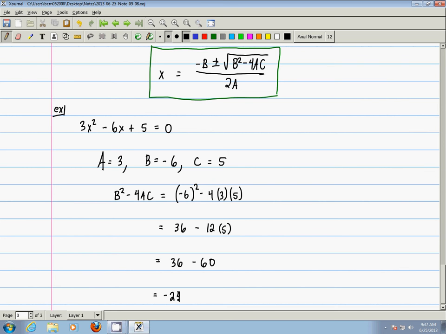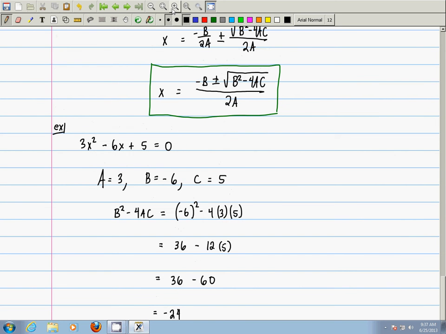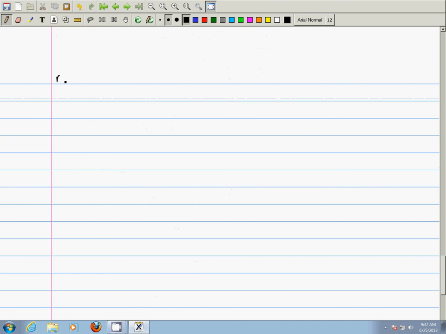So this thing under the square root is so important for that kind of reason that it has its own name, and it is referred to as the discriminant. So let's write that down. Discriminant. Because what it helps you do is it helps you discern.